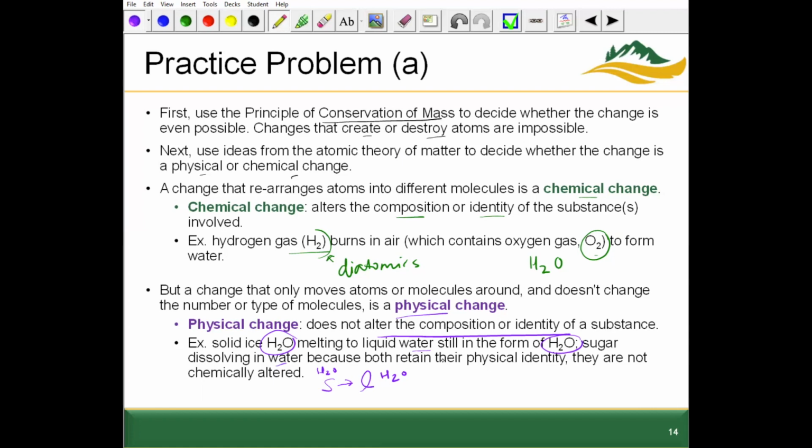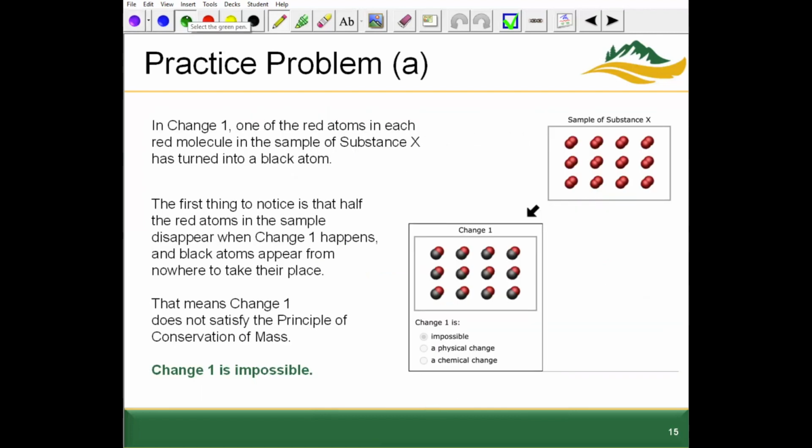Again, importantly, because as we've talked about, both sugar and water, even when dissolved into a solution, will both retain the properties of their physical identity. Again, water is not chemically altered, sugar is not chemically altered, they're just physically mixed together into a solution. So now let's start to solve this.